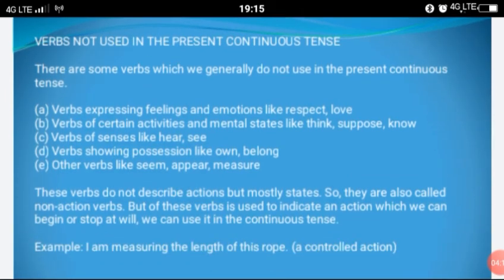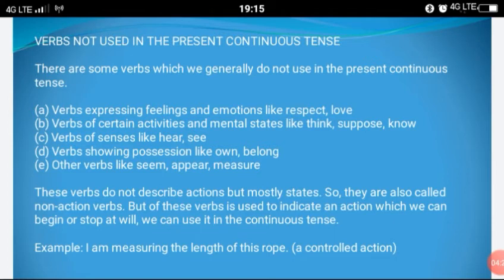Now, the thing which we have to keep in mind is there are some verbs which are not used in present continuous tense. For example, the verbs which express feelings and emotions like respect, love, verbs of certain activities and mental states like think, suppose, know, verbs of senses like hear, see, verbs which show possession or ownership like own, belong, other verbs like seem, appear, measure, all these verbs.